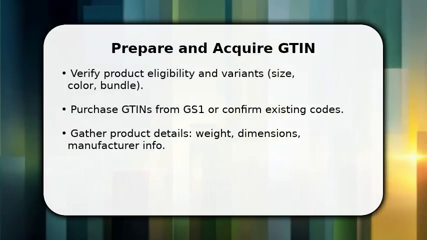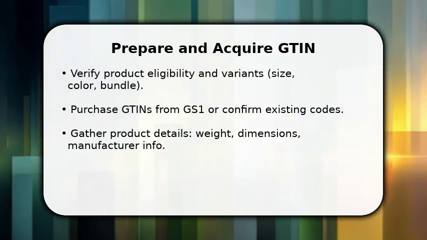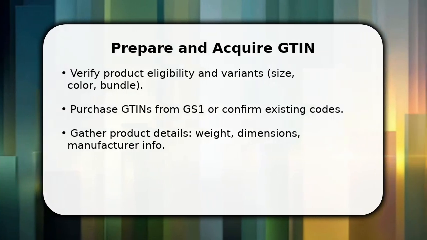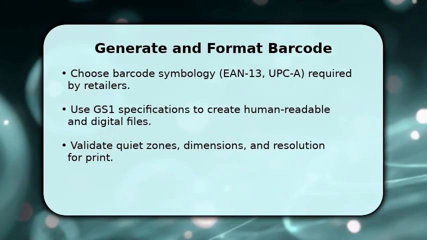Make sure to note packaging details and assign the right GTIN to the correct SKU, because incorrect mapping causes listing rejections and inventory confusion. Now you generate the barcode image and format it for print and digital use.